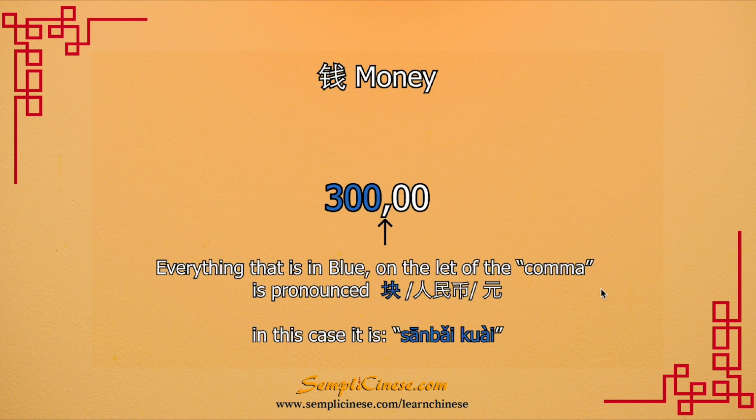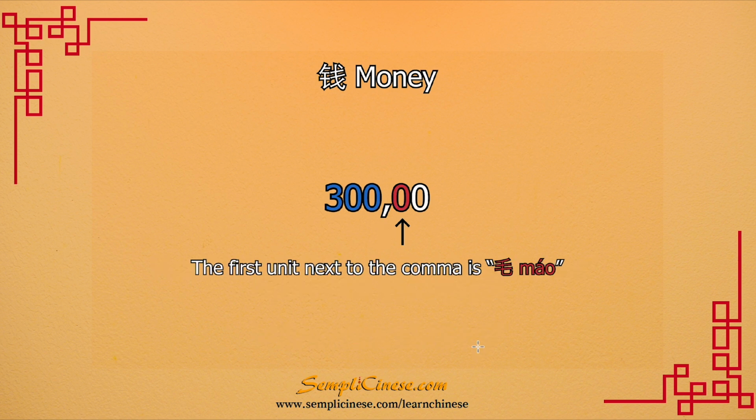Okay, now we have to learn how to read money. And now you will understand what I mean. Everything that is in blue on the left of the comma is pronounced kuai or renminbi or yuan. Kuai, this character kuai in blue. So everything that is on the left. So this would be 300 kuai. In Chinese, 300 is 300 kuai. Okay, this is easy. Now let's move on to the next one.